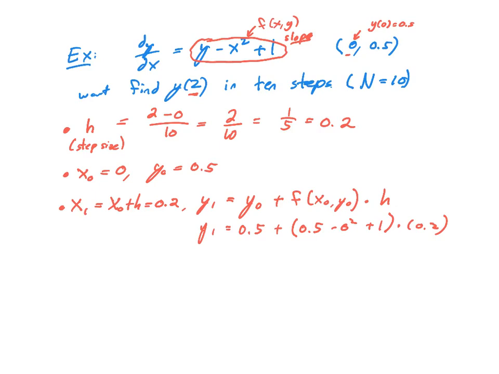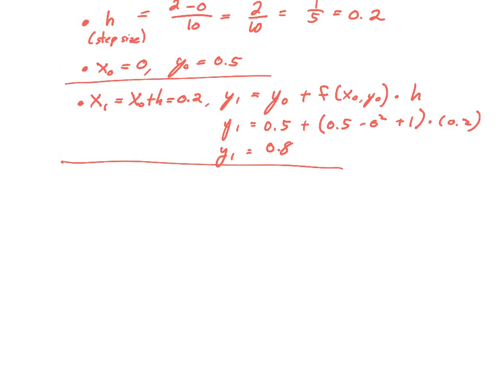I should be using the slide rule, I know. Plus 1 times 0.2, which is equal to 0.8. Okay, so I have y sub 1 is equal to 0.8. All right, so that's the first two points. Let's try the next one.